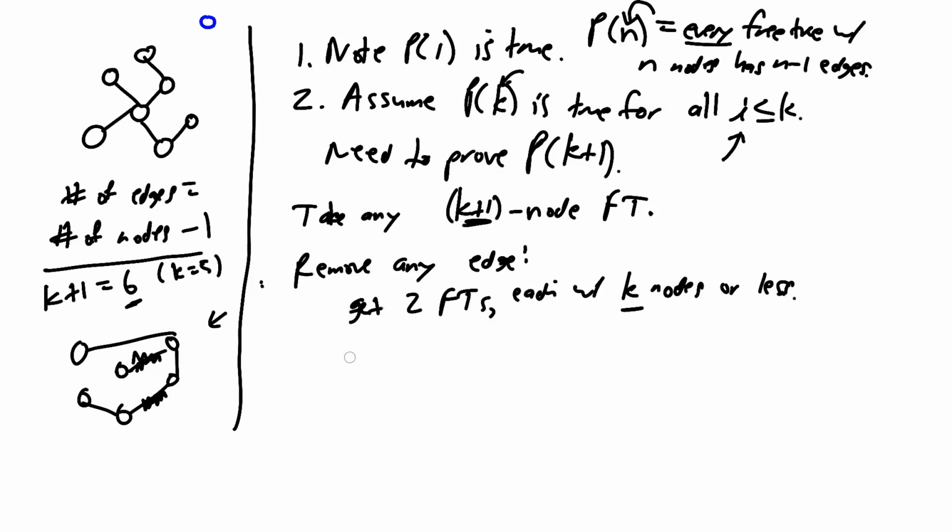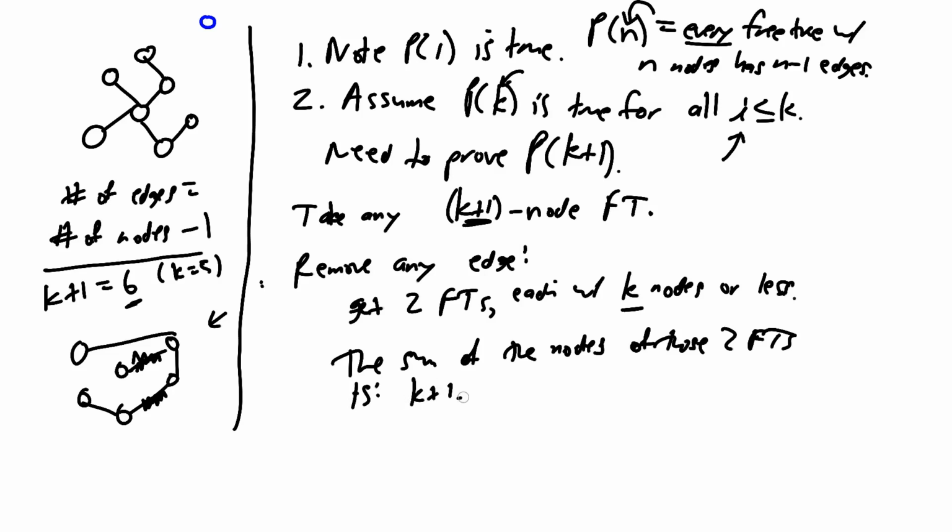Okay, now, the sum of the nodes of those 2 free trees is what? K plus 1, right? Because we haven't changed the number of nodes. All we change is the number of edges. Over here, we have 1, 2, 3, 4, 5, 6 nodes. If we sever it right here, we still have 6 nodes. If we sever it here, we still have 6 nodes. If we sever it here, we still have 6 nodes, right? No matter where we pick to sever it, we're going to have the same number of nodes. Okay, so we have K plus 1, which in this case is 6, nodes in the sum of those 2 free trees. Add them both up together, right?